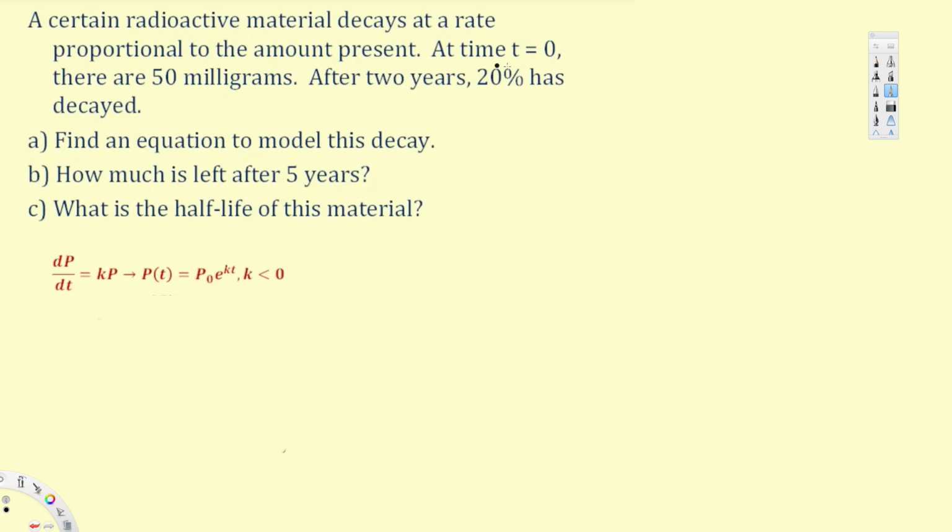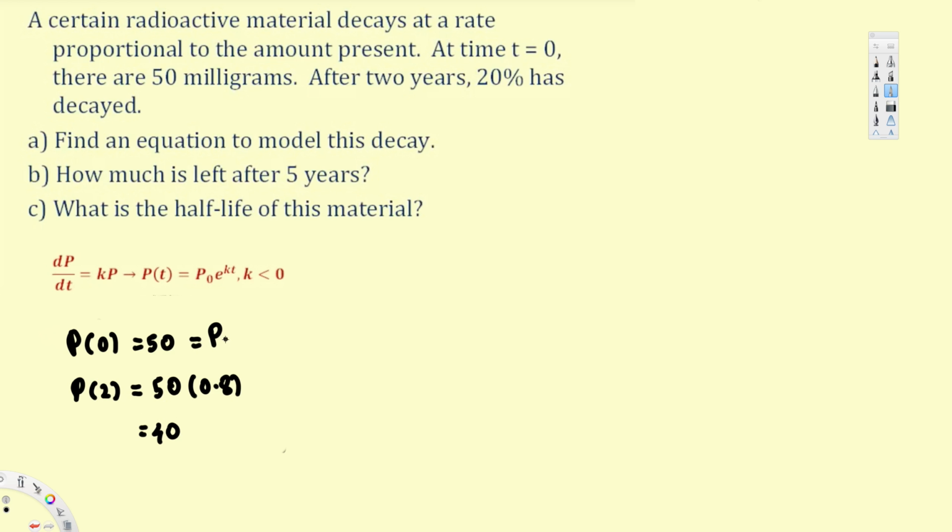Now let's look at the given information. They have said that when t is equal to 0, there are 50 milligrams remaining. So P of 0 is 50, and after 2 years 20% has decayed, which means 80% is remaining. So the remaining amount is going to be 50 times 80%, that's 0.8, and if you multiply you will get 40. So this is our P of 2.